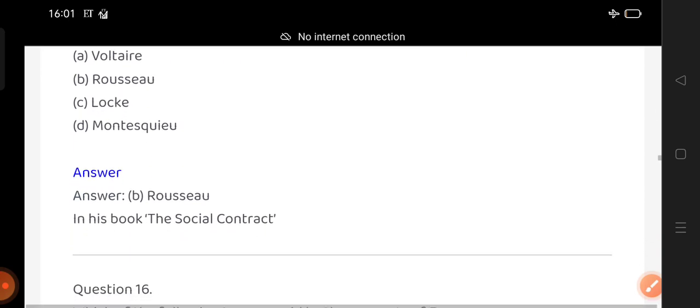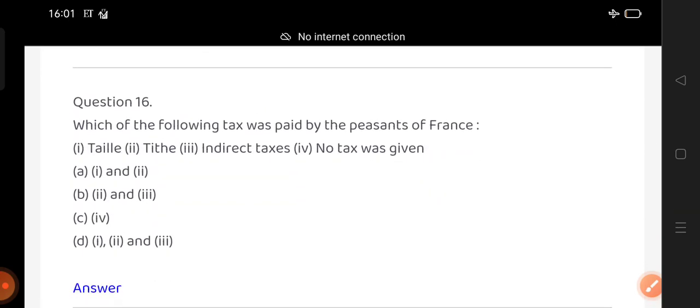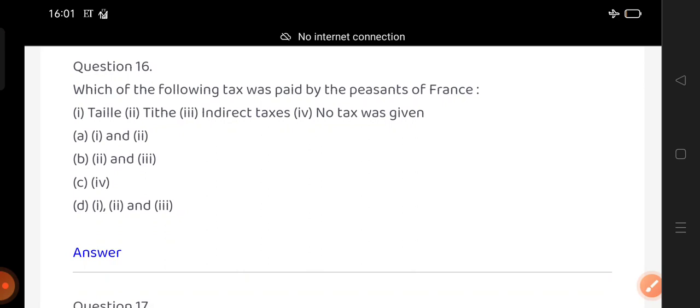Okay, now let's go to question number 16. Which of the following tax was paid by the peasants of France? Tally, tithe, indirect tax, or no tax. Just remember, people paid direct tax also, people paid the tax to the church also, people paid the indirect tax also.